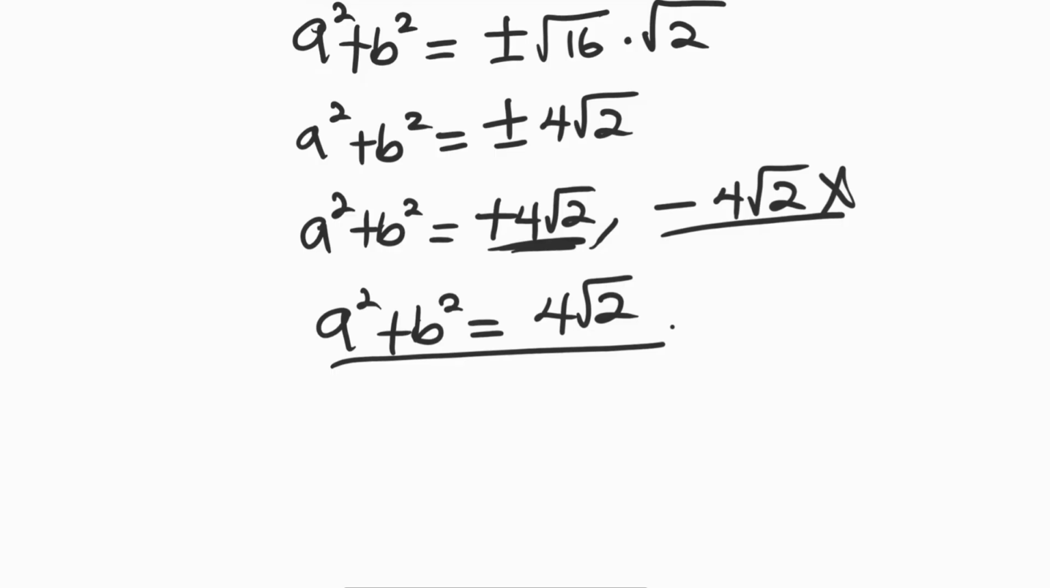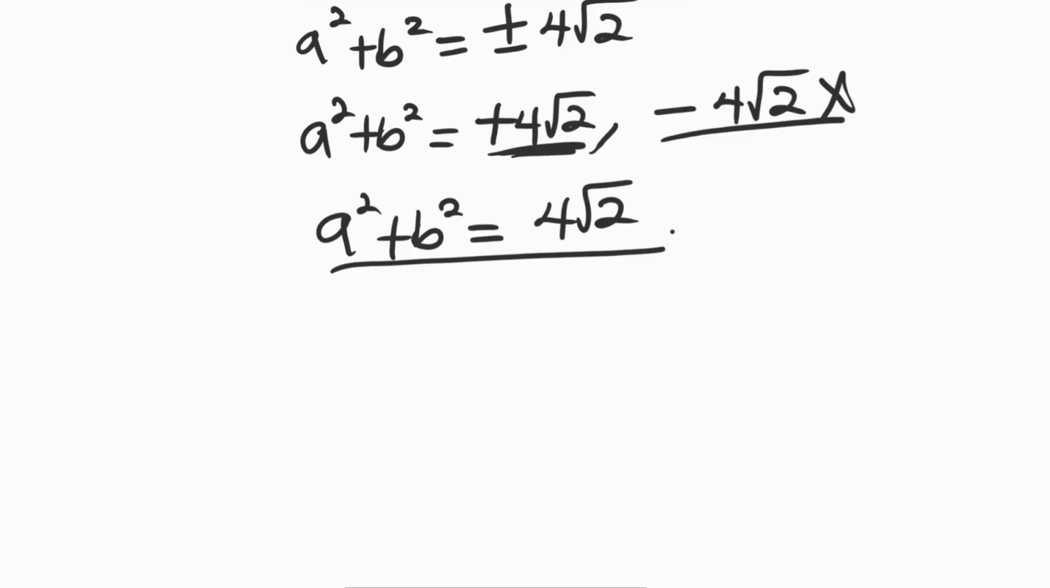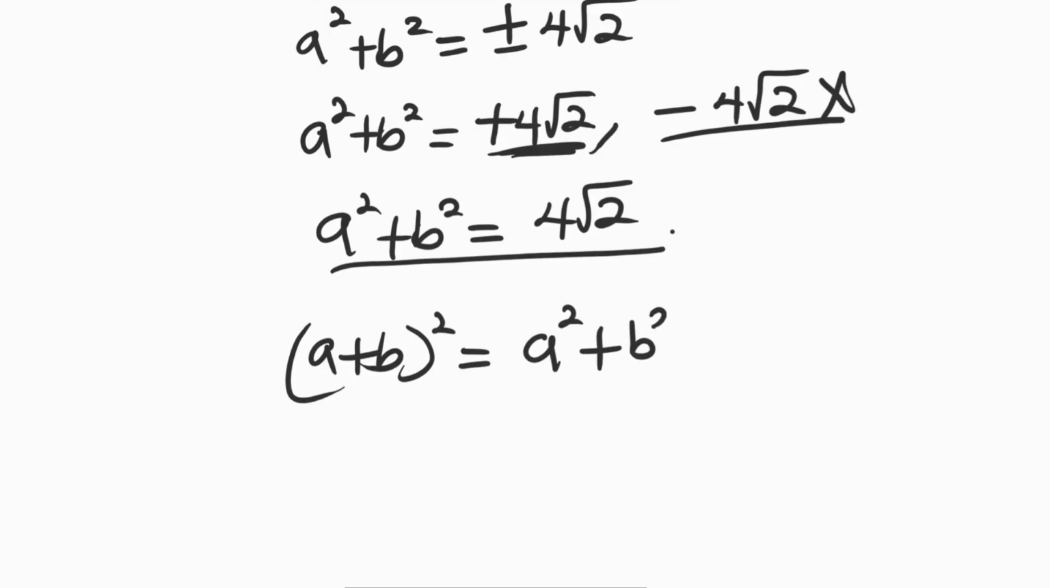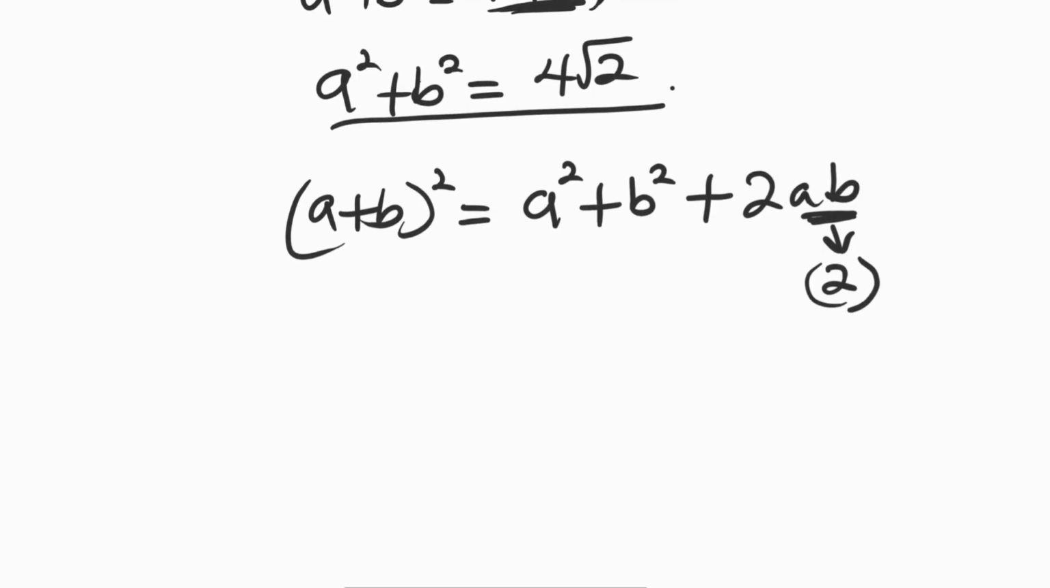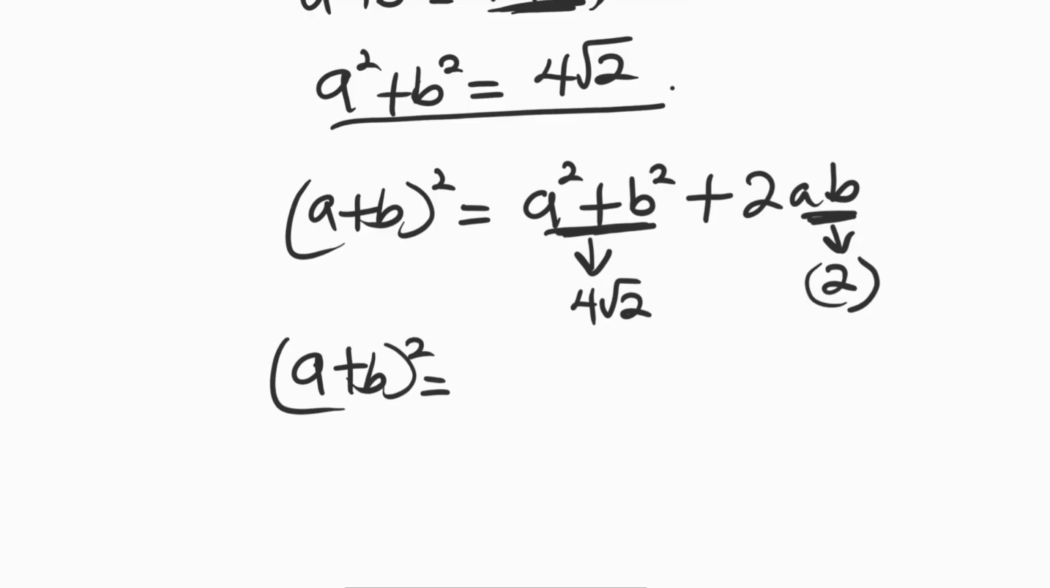Now remember that we're asked to find a plus b. Now we know that a plus b all squared is equal to a squared plus b squared plus 2ab. ab here is 2 from our equation 2, right? So now we have a squared plus b squared, which we just found to be 4 root 2. So a plus b all squared is equal to 4 root 2 plus 2 times 2, which will give us 4.